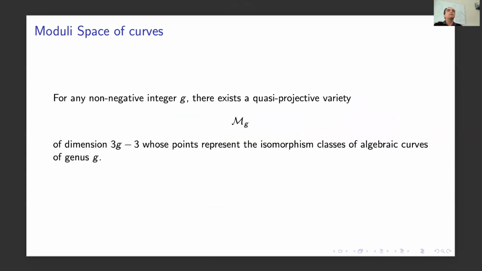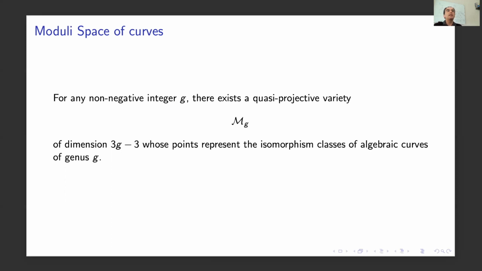But we can do even better than this. For a long time, it's been known that there exists a quasi-projective variety, which is denoted by M_g. Quasi-projective variety means that it's a Zariski open subset of a projective variety. In other words, if we compactify this object, it will be a projective variety. So for any positive integer g, there exists a quasi-projective variety such that each point of this variety represents an isomorphism class of a curve of genus g.